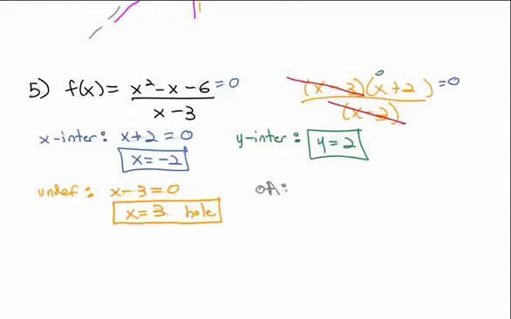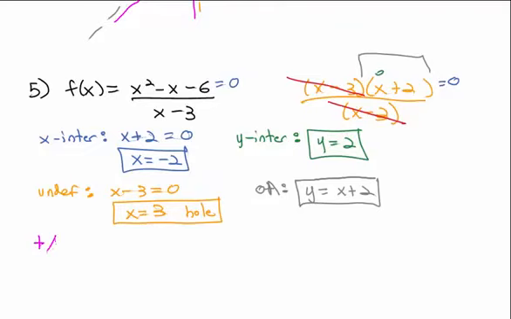Other asymptotes? Well, after we reduced, all that was left was the x plus 2. There's really no division to do. Really, it's just approaching the line y equals x plus 2. In fact, we're going to find something very interesting about that line y equals x plus 2 here in a minute.